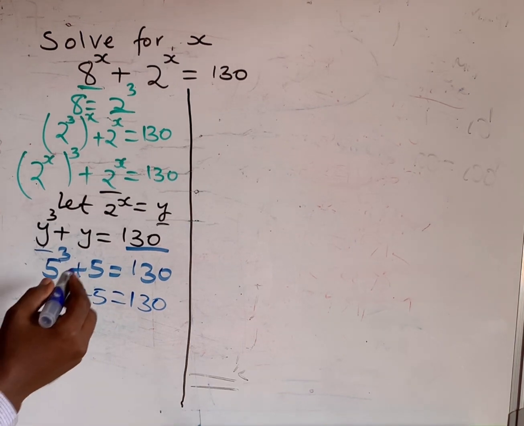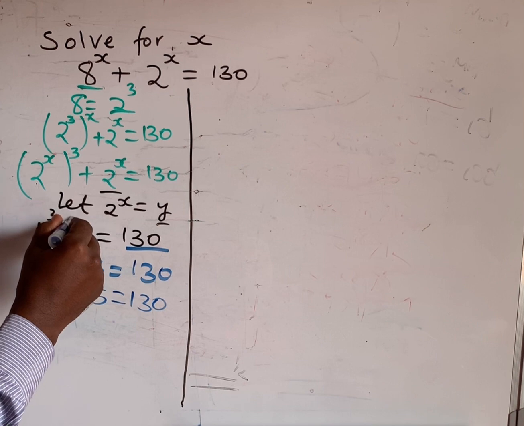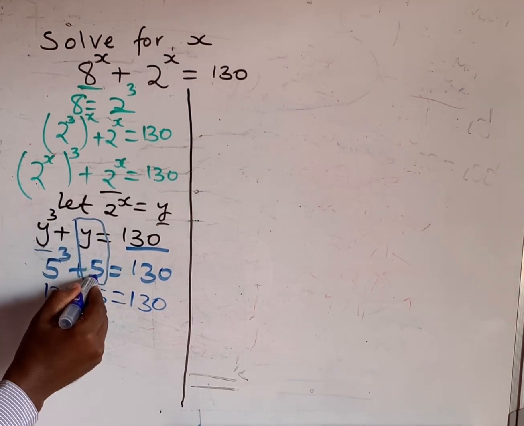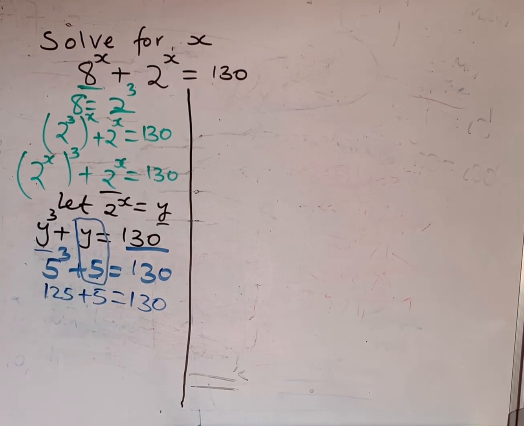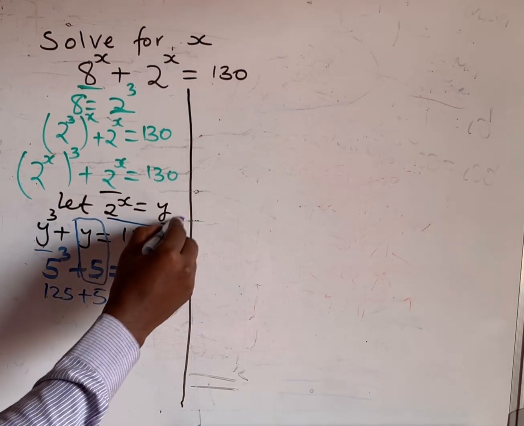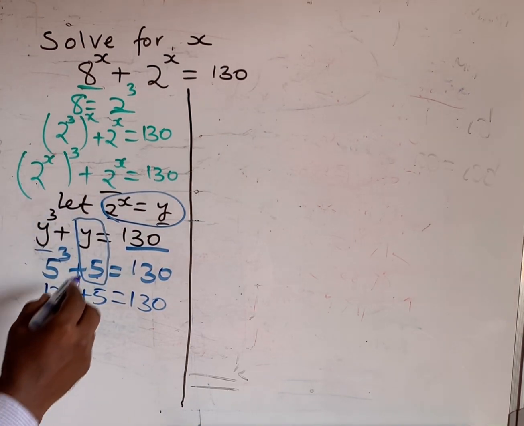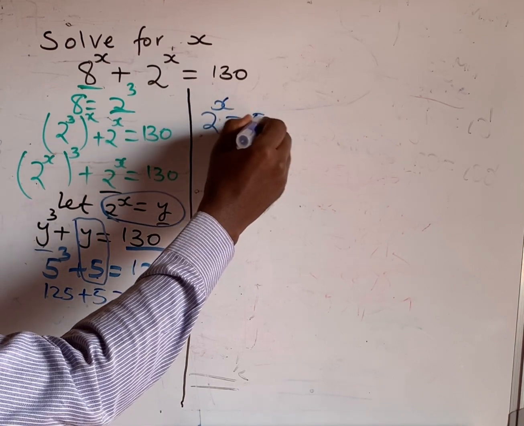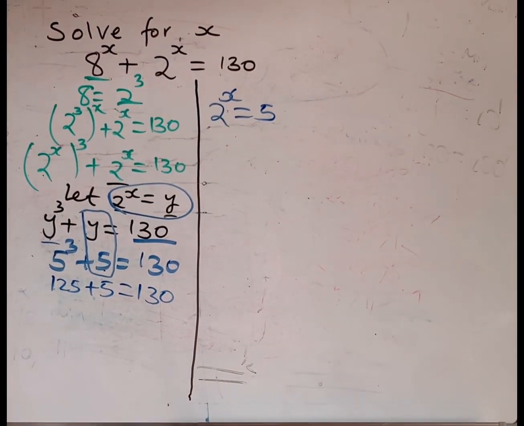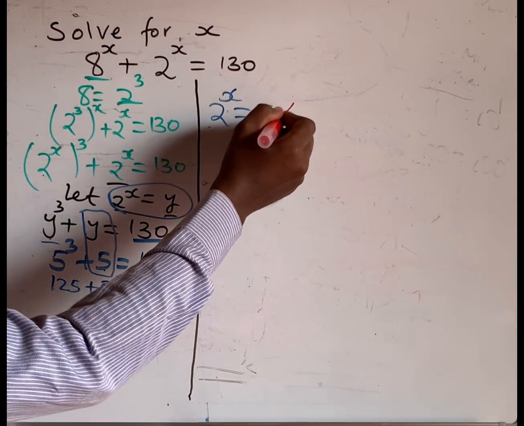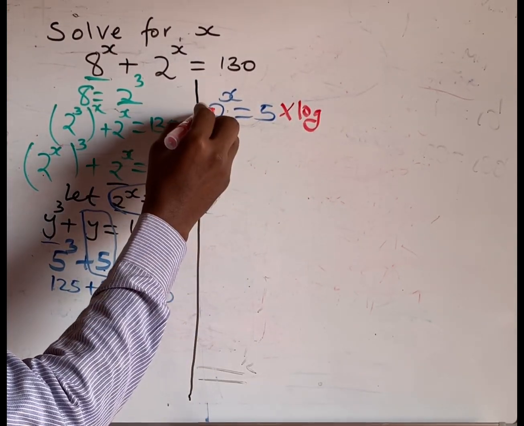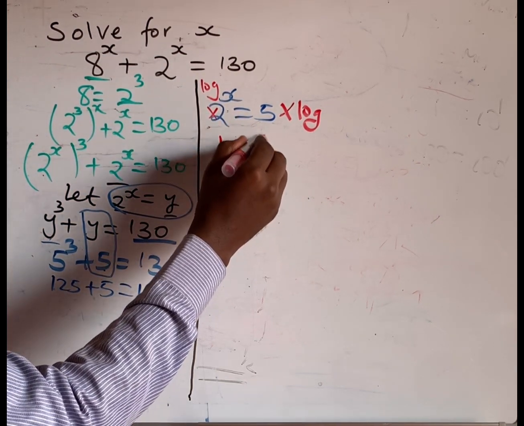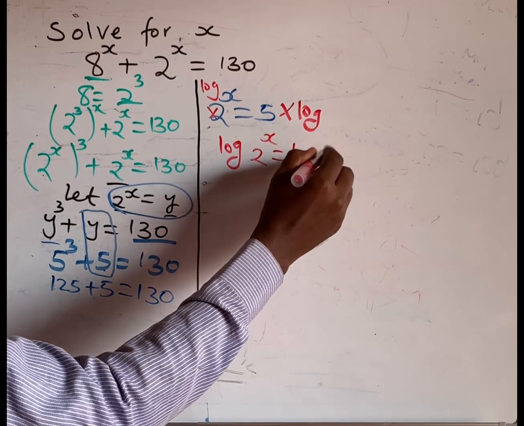Now, you can look at these two equations and confirm that y is the same as 5. Once you have that, we go back to this one, and instead of writing y, we replace y with 5. So we write 2 raised to the power of x is the same as 5. The next step is to take log base 10 on both sides, and we have log of 2 raised to the power of x is the same as the log of 5.